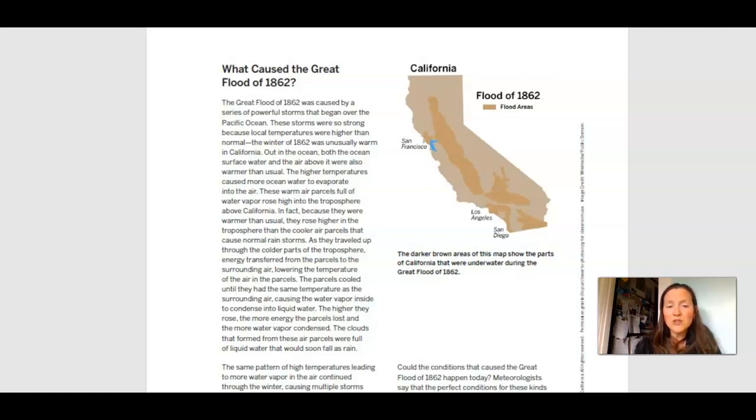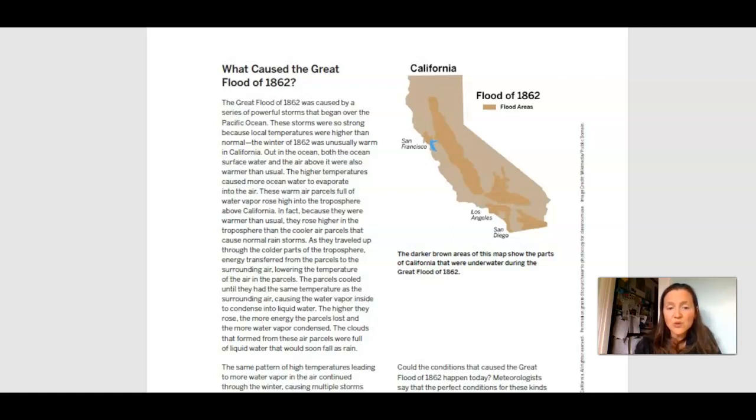The higher temperatures caused more ocean water to evaporate into the air. These warm air parcels full of water vapor rose high into the troposphere above California. In fact, because they were warmer than usual, they rose higher in the troposphere than the cooler air parcels that cause normal rainstorms. As they travel up through the colder parts of the troposphere, energy transferred from the parcels to the surrounding air, lowering the temperature of the air in the parcels.